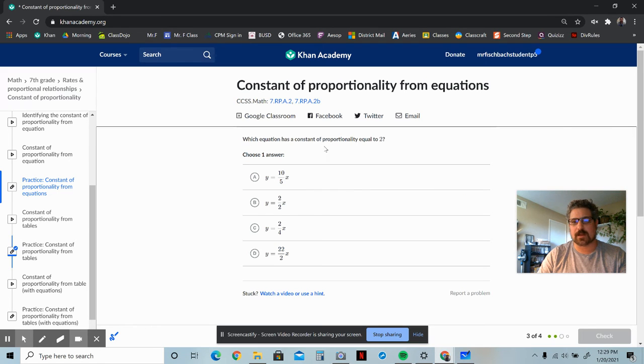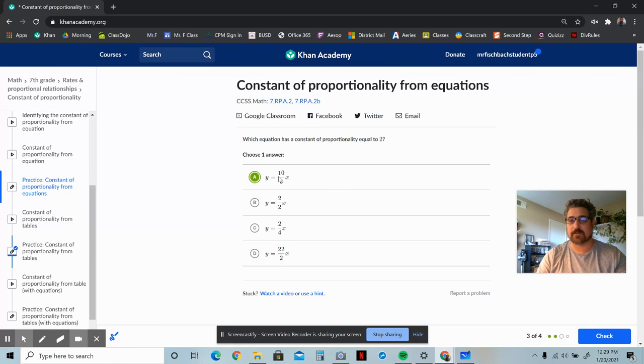It says, which equation has a constant of proportionality equal to 2? That means the multiplier, whatever you're multiplying x by, has to be 2. Is 10 over 5 the same as 2? Yes, 10 divided by 5 is 2, so that works. Is 2 over 2 the same as 2? No, 2 over 2 is 1. Is 2 over 4 the same as 2? No, 2 over 4 is 1/2. Is 22 over 2 the same as 2? No, 22 over 2 is 11. The one that has a constant of proportionality of 2 is when the thing multiplying the input value x is 2, and the only one that works is 10/5, because 10 divided by 5 is in fact 2.